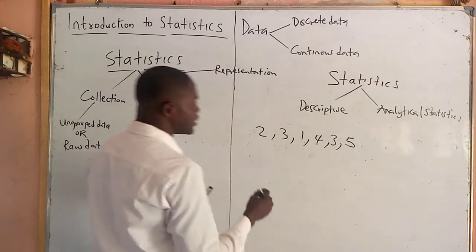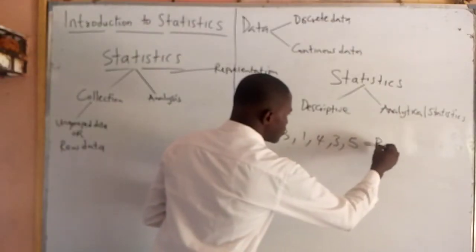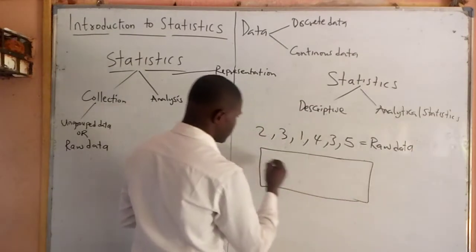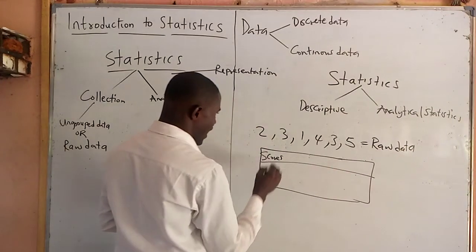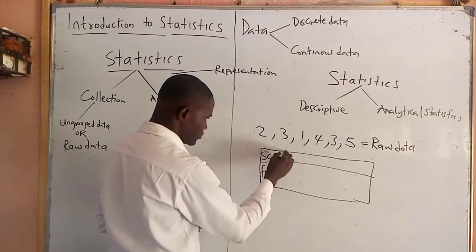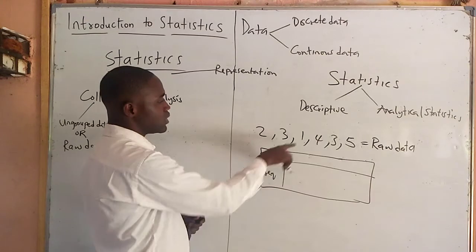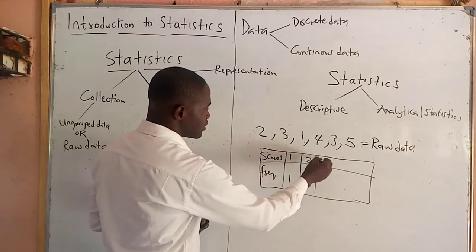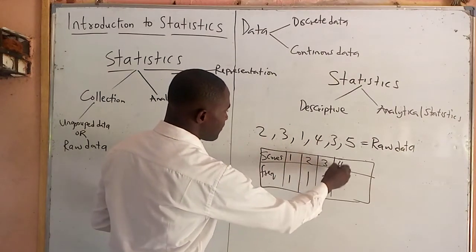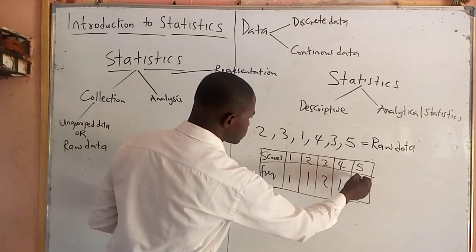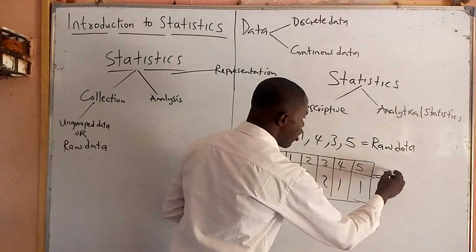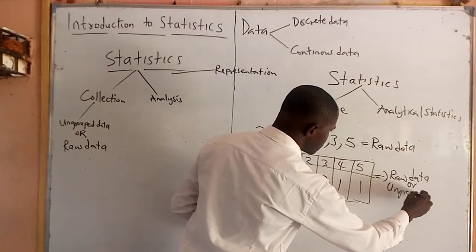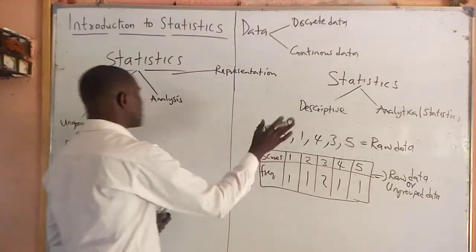Okay? So this is raw data. It is noted that raw data can be packaged in a tabular form. I can package it this way and say this is scores and this is frequency. Frequency simply means number of occurrence. You start with 1. 1 appears how many times? 1. 2 appears how many times? 1. 3 appears how many times? 2. 4 appears how many times? 1. 5 appears how many times? 1. This is also raw data or ungrouped data packaged in a table. So when you package it in a table, you have it this way.